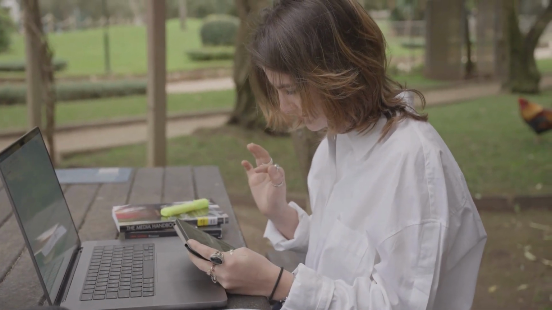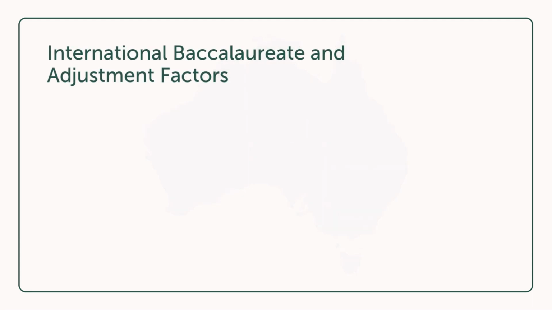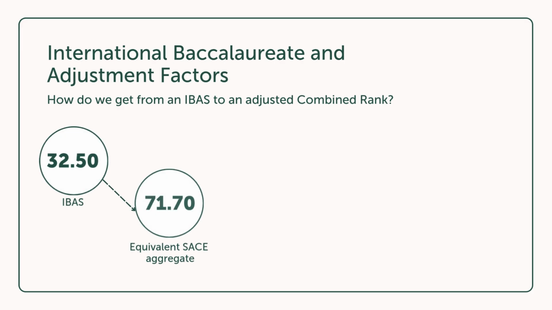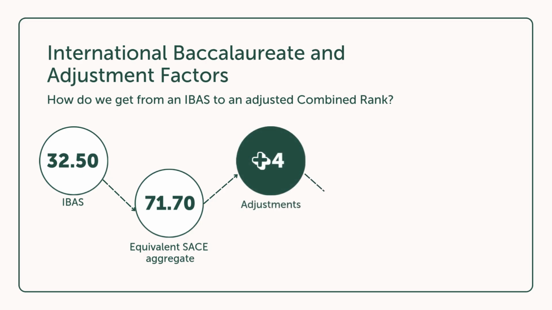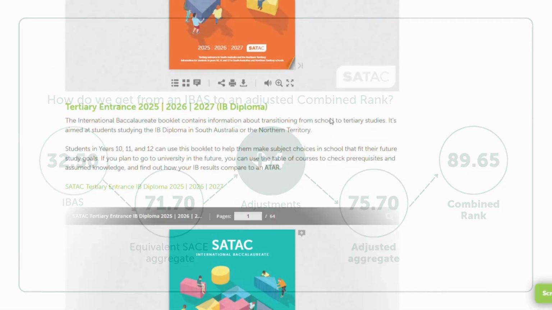These adjustment schemes were designed to be applied to the SACE aggregate scores, not the ATAR. So how does it apply to the IB? What we'll do for IB students is figure out what the equivalent SACE aggregate score would have been for you based on your combined rank. We then apply the adjustment points to that equivalent aggregate score and recalculate your combined rank, just like we do for SACE students.